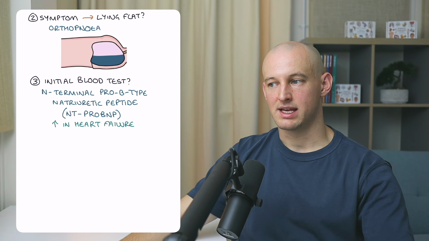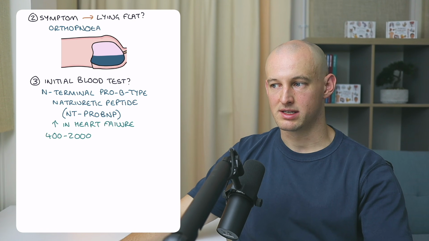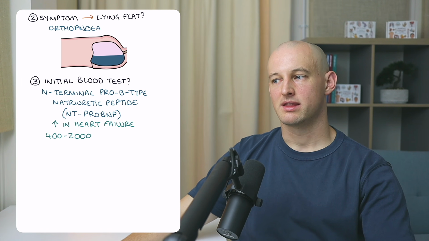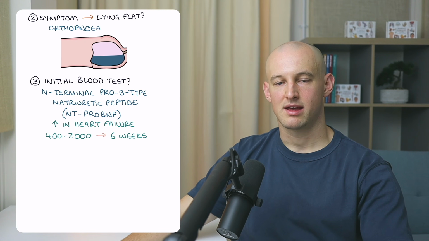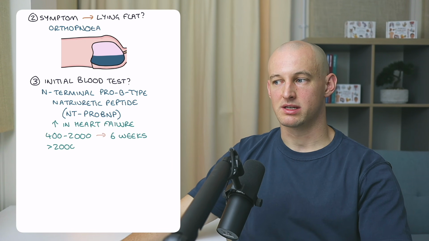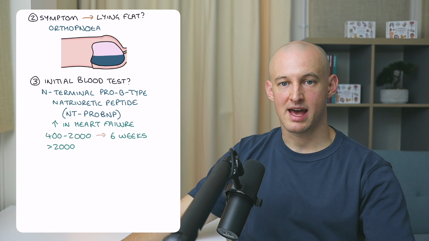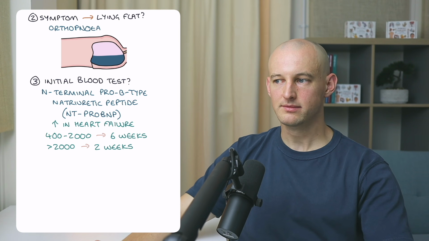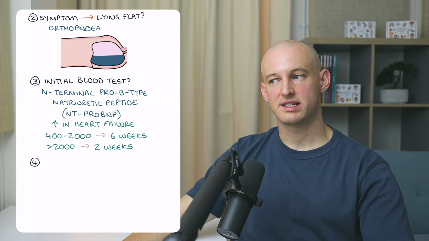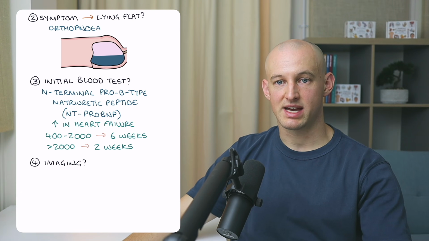If the result is 400 to 2,000 nanograms per litre, the patient should be seen and have an echocardiogram within 6 weeks. And if it's above 2,000, they should be seen and have an echocardiogram within 2 weeks. That's what the guidelines say. So question 4, what is the first-line imaging investigation?